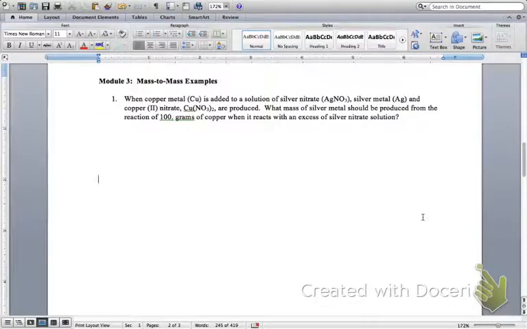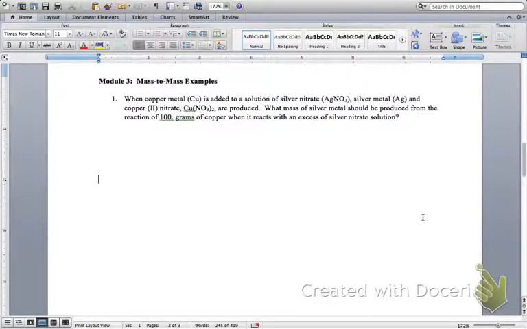So, you guys, what we've done up until this point is Module 1 was doing mole-to-mole stoichiometry. Module 2, we're doing moles to grams, or grams to moles, okay? Now what we're looking at is the third module. The third module involves what we call mass-to-mass stoichiometry, and that's going to be the longest type of stoichiometric problem that we're going to do in this class, okay, is the mass-to-mass.